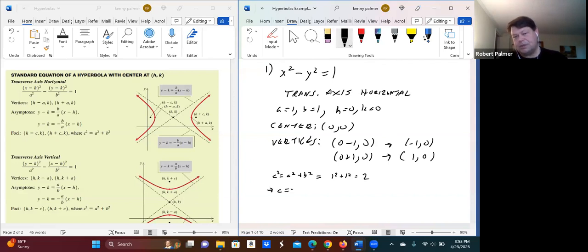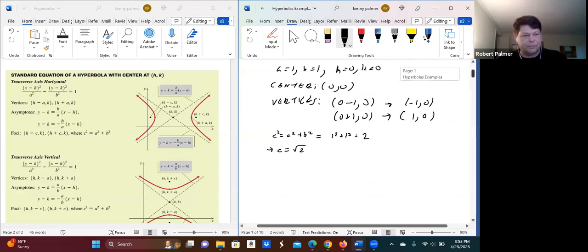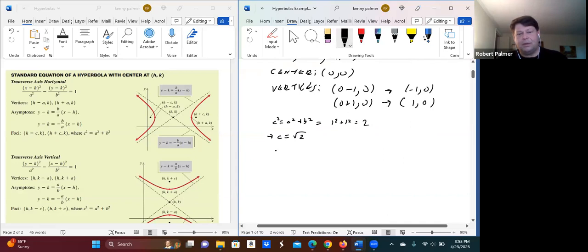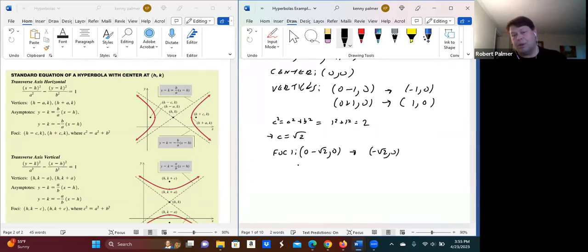So that tells us that c is equal to the square root of 2. Okay, so now then our foci. For h minus c, remember h was 0, so 0 minus the square root of 2, and k, which is 0. And then the other focus is then h plus c, 0. And this then is positive square root of 2 and 0.